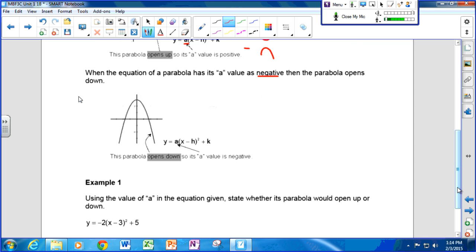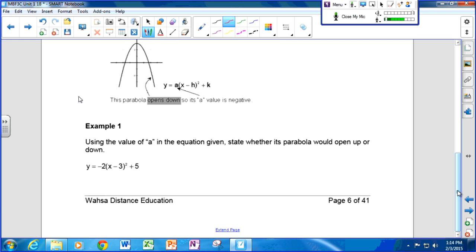So let's take a look at example 1 then, which is at the bottom of page 6. It says, using the value of a in the equation given, state whether its parabola would open up or down. So all we're looking at is a. We don't really have to look very hard at the rest of the equation. So we have to identify the value of a. I'm just going to give you a second. Just think about what you would write down for the value of a.